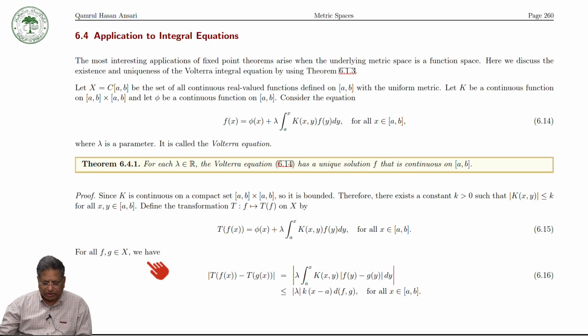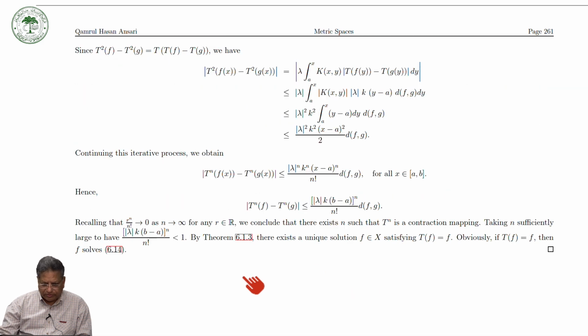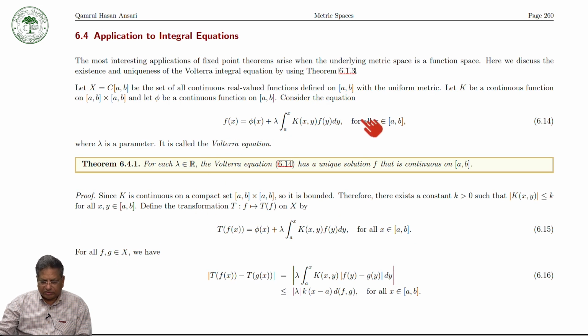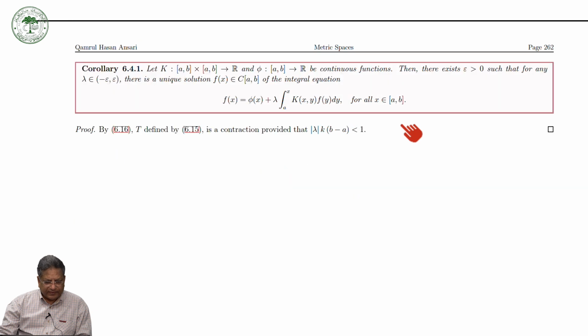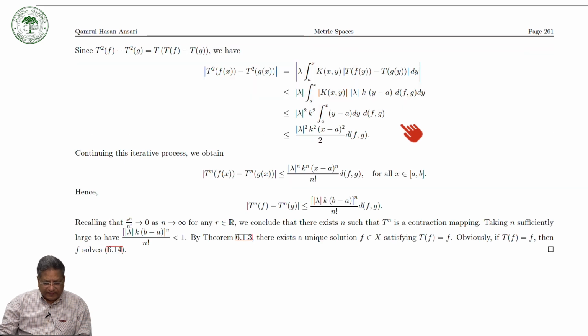So by using 6.1.2, here is this theorem 6.1.2. There exists a unique solution f satisfying that T of f is equal to f. Obviously, if T of f is equal to f, then f satisfies this integral equation. So this is the application of the fixed point result.